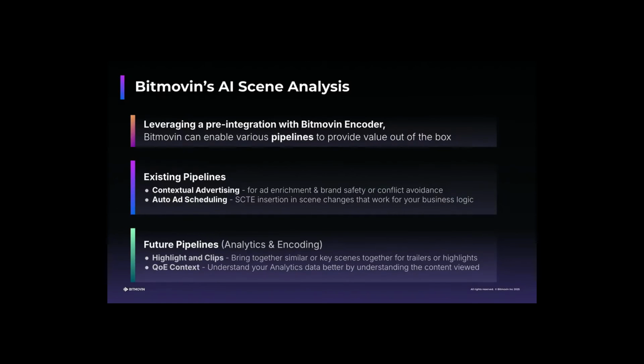how we chose to do it, how you might consider doing this as well. We've implemented this AI scene analysis within our encoding pipeline. It's available now. We've implemented the contextual advertising pipelines, also the automated ad positioning, which is good for FAST channels as well. You can insert SCTE markers for those. And some future pipelines we have in the works, highlights and clips, like I mentioned.